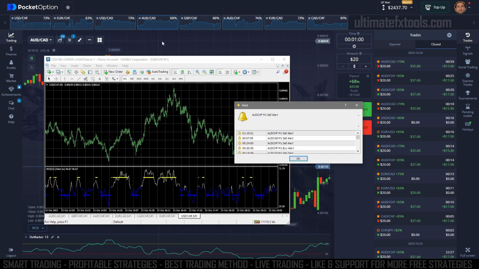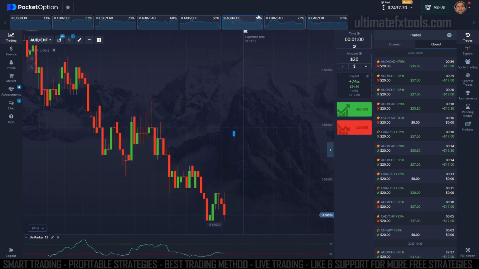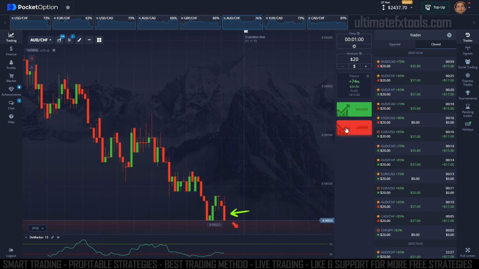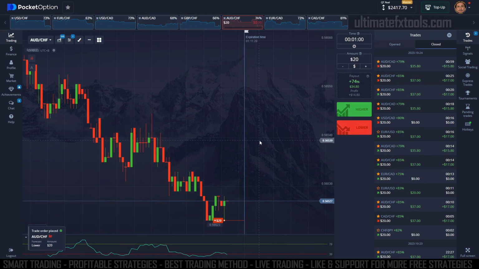We have a sell alert signal for Australian dollar to Swiss franc. The trend is moving lower while our demarker is at its lowest point. Let's trade lower. We're slightly late for this trade, but we're hopeful for a positive outcome.